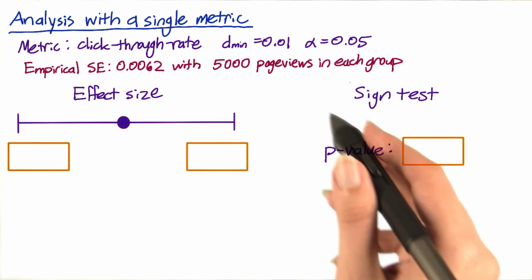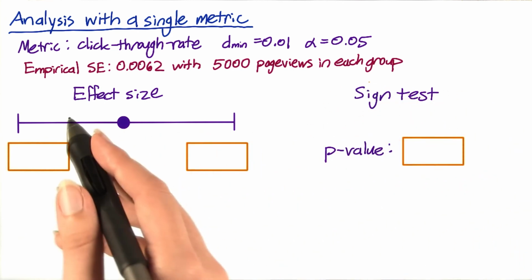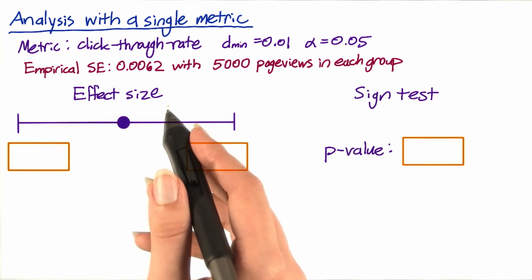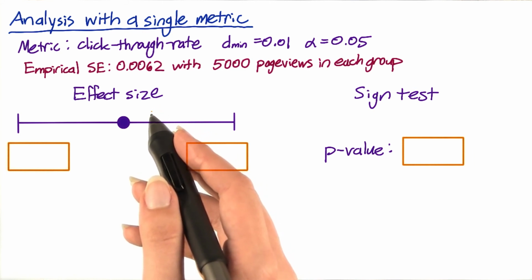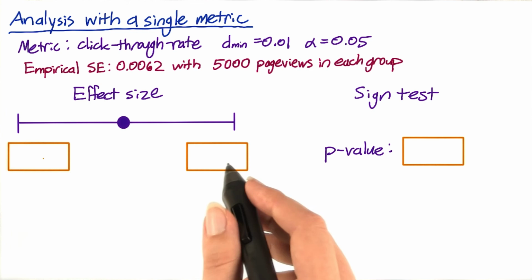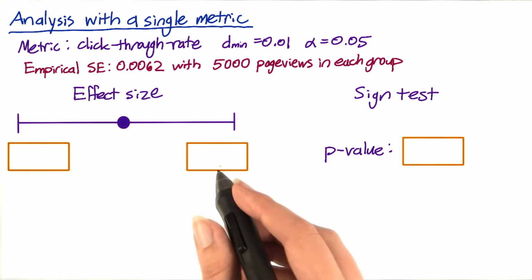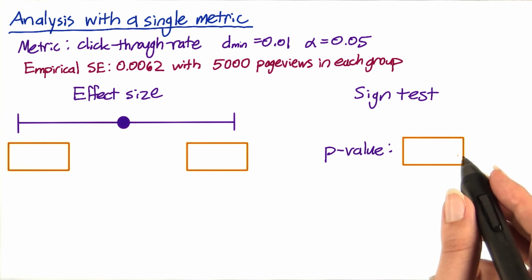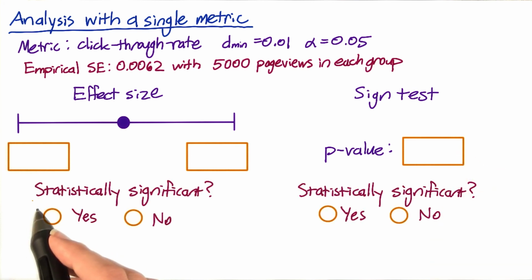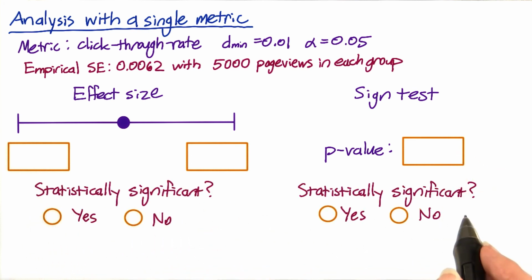Like I did, you should both do a sign test on the day-by-day data and compute a confidence interval of the effect size. That is, the difference between the click-through rate in the control group and the experiment group. Put the lower and upper bounds of your confidence interval in these boxes, and the two-tailed p-value for your sign test in this box, all to 4 decimal places. For each test, are the results statistically significant at the alpha equals 0.05 level?